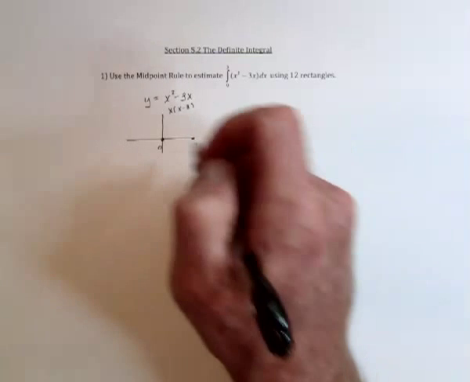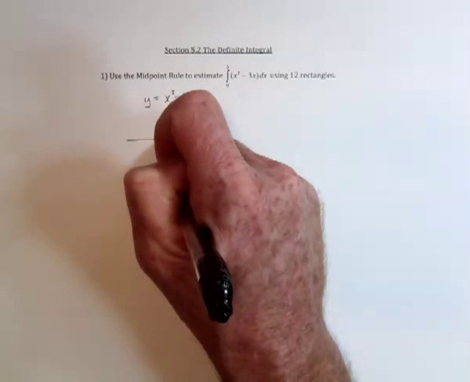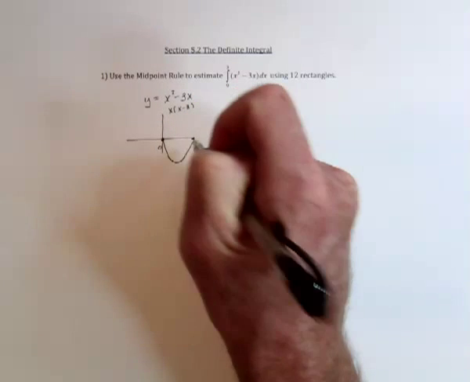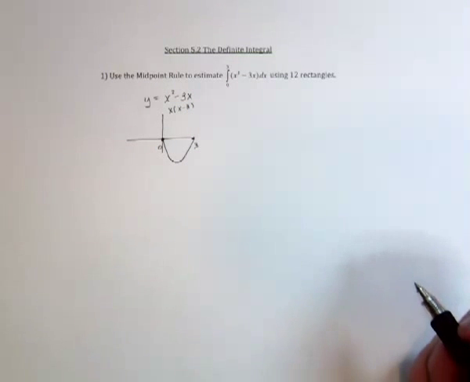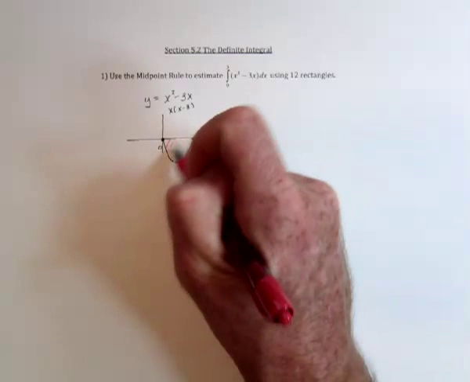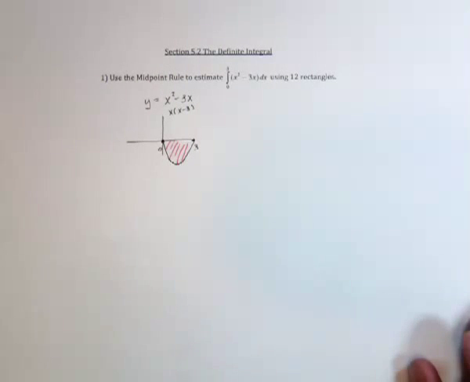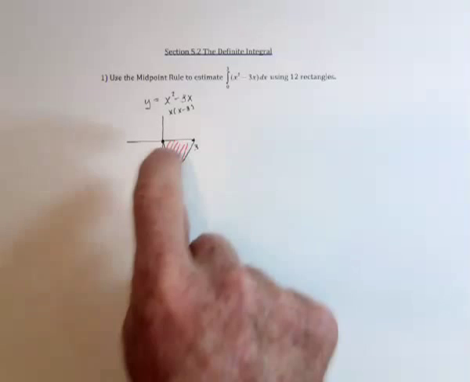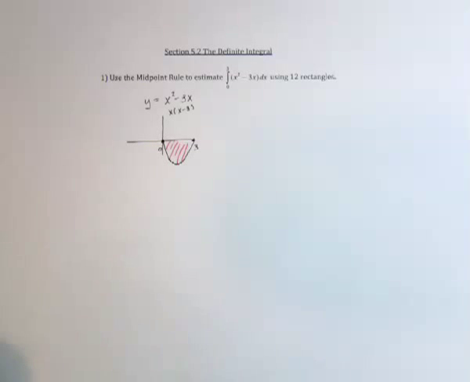And because it's y equals x squared, it's a parabola that's opening up with the vertex at 1.5. And then find this area in here. That's what this means. Find the area between the function and the x-axis.